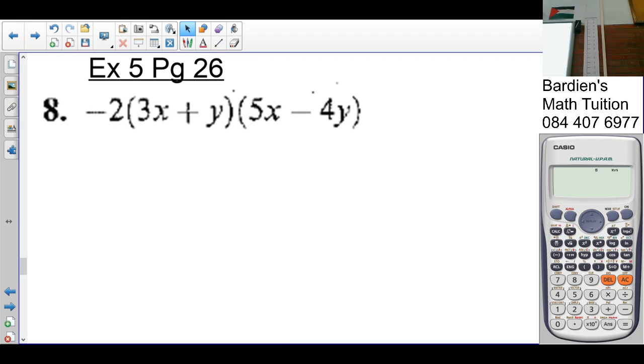Go for it. What did you write? Negative 2, yes? So you wrote negative 6. So what you did was you multiplied the negative 2 in, which is fine. Negative 6x. Negative 2y. Yeah. Negative 10x. Mistake.